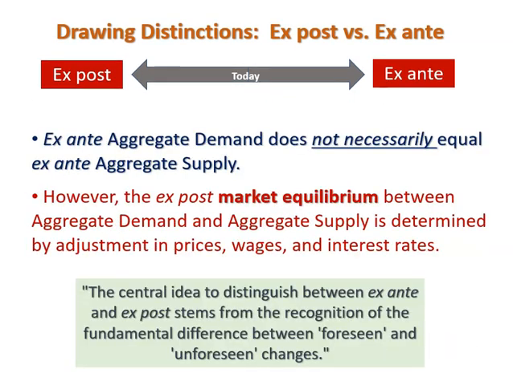If the terms ex ante and ex post are still not intuitive, just substitute the word planned for ex ante, and the word actual for ex post. Therefore, it should be clear that planned aggregate demand will not necessarily equal planned short-run, or even long-run, aggregate supply. The ex post market equilibrium between aggregate demand and short-run aggregate supply is determined by adjustments in prices, wages, interest rates, employment, and so forth, which are, in essence, a behind-the-scenes adjustment in the model, bringing about the equilibrium.